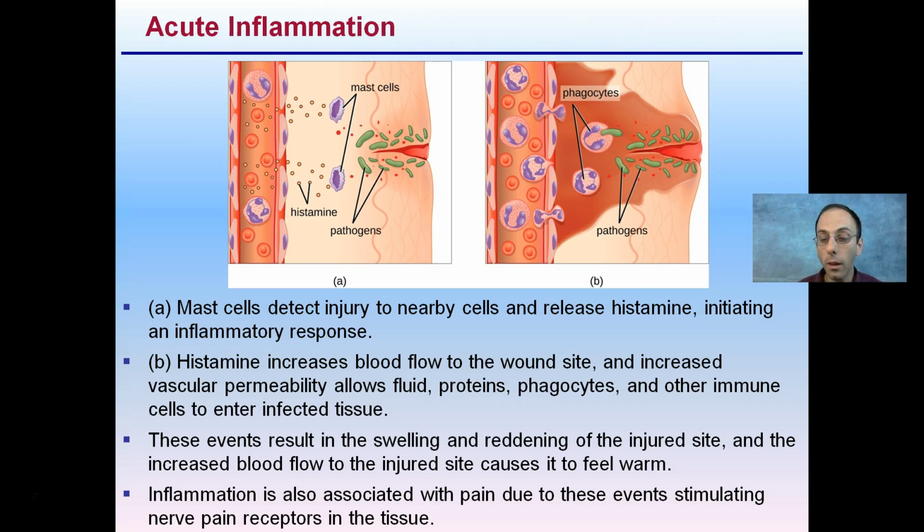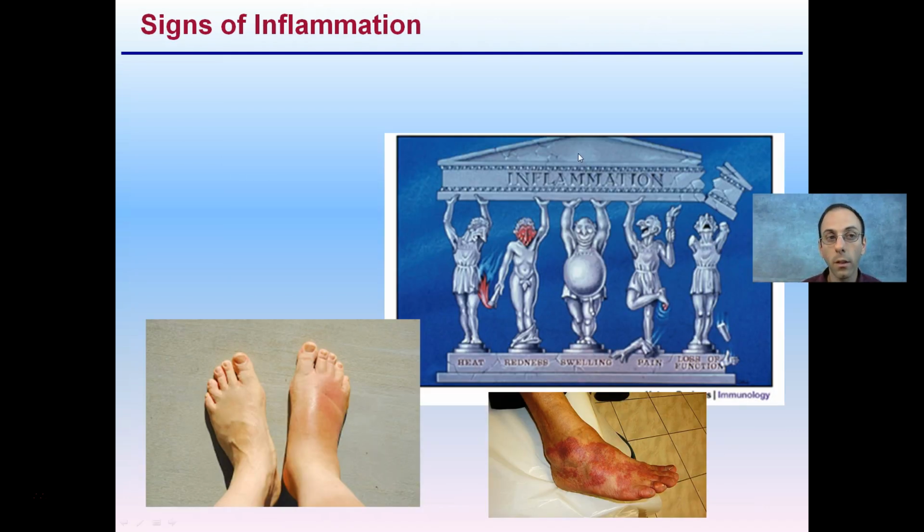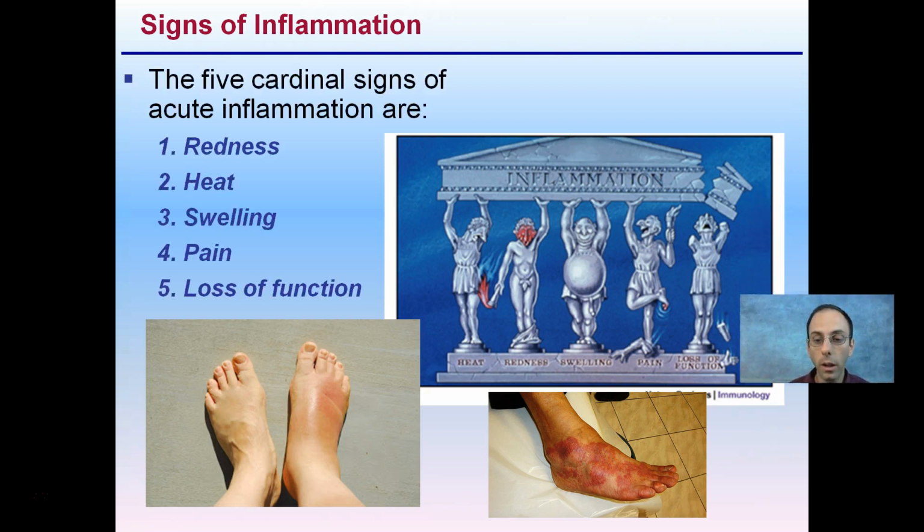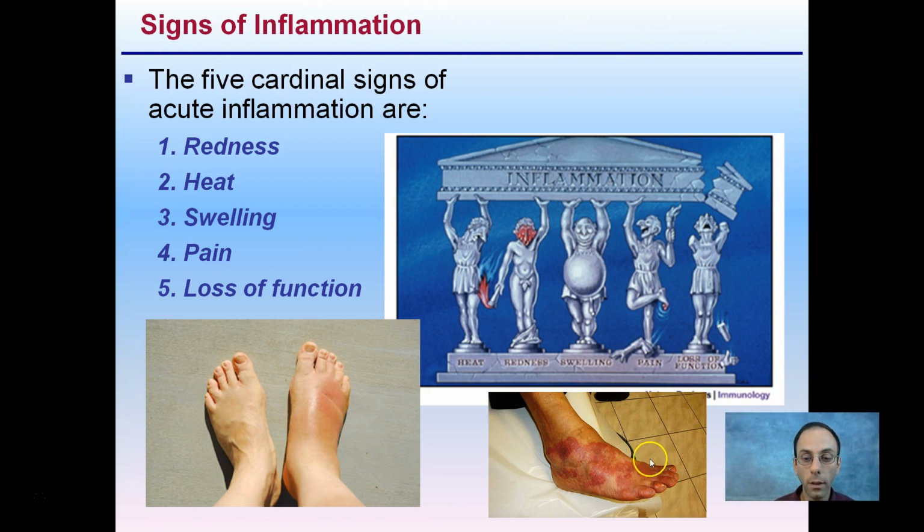Inflammation is also associated with pain due to the stimulation of nerve pain receptors. That could be because of the initial cut site, or it could also be because of the cascading of events that's occurring. Now, signs of inflammation, there are 5 main ones. We're looking at redness, clearly evident here, the feeling of heat and swelling, evidence of pain, and potential loss of function in the inflamed area. So these are our 5 cardinal signs of acute inflammation occurring.